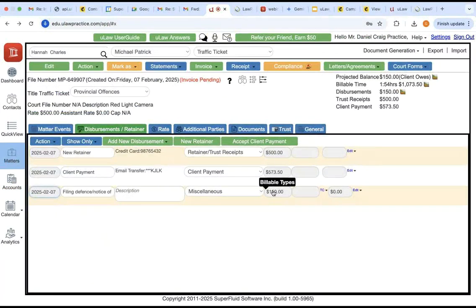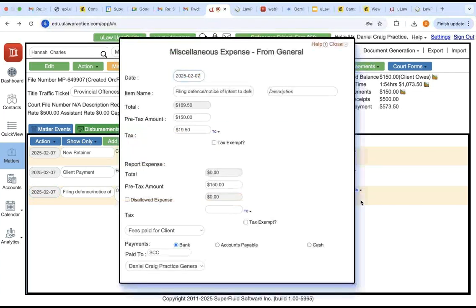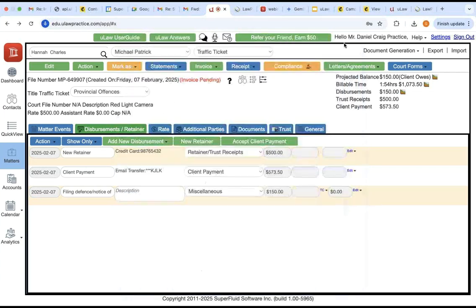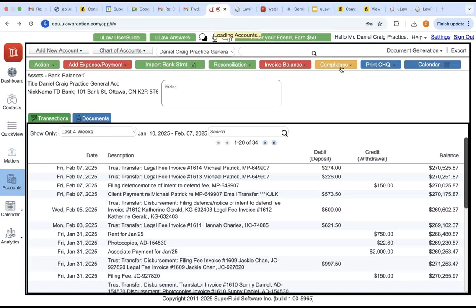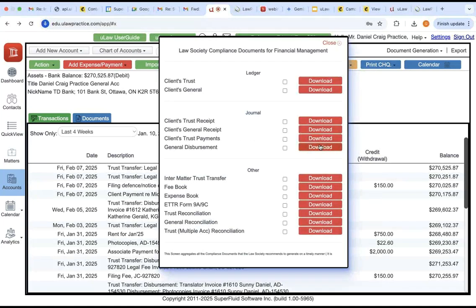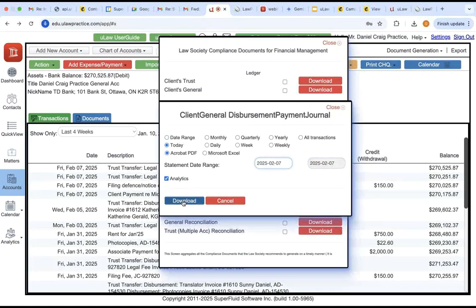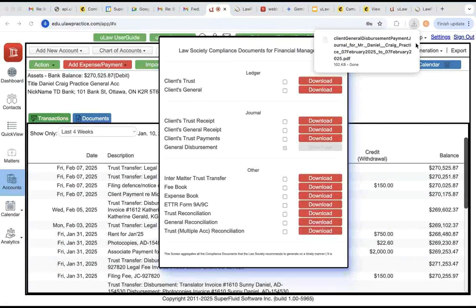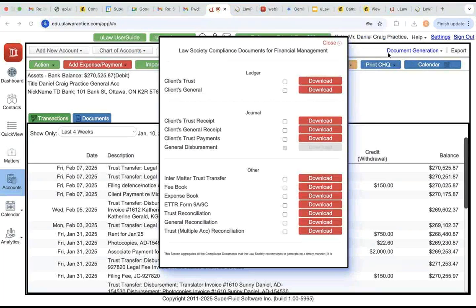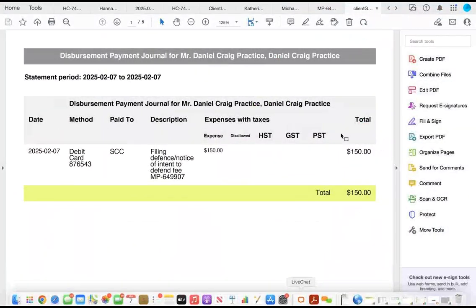Once again, you go back into the matter, make sure everything is in there. Okay, so we have the fee, filing fee, everything. Go back into accounts. Let me go from the compliance. It's loading. Give it a moment. Monthly compliance. Let's download this. The general disbursement journal should have the $150 now.